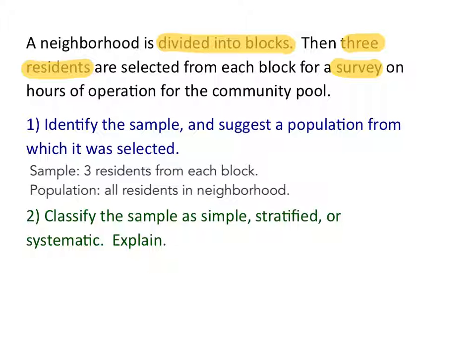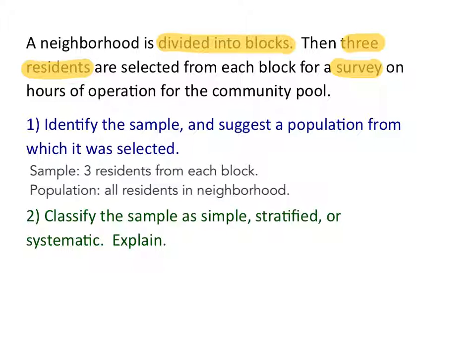So I've highlighted a couple of important pieces of information, and I've written down the sample and population, and I'm going to go through them. The sample here would be 3 residents from each block, because that was selected to be given the survey. But the population was all residents in the neighborhood had a chance of being chosen.